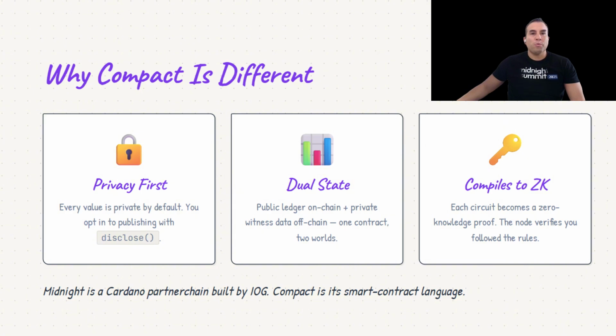So when someone runs your contract, what gets posted to the blockchain isn't their inputs. It's a mathematical proof that they followed the rules without revealing what they did. Quick reminder, Midnight is Cardano's privacy-focused partner chain, built by IOG, the same team behind Cardano itself. Compact is its smart contract language.